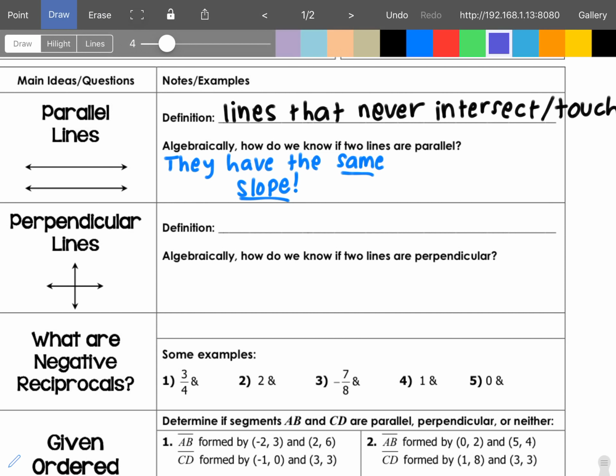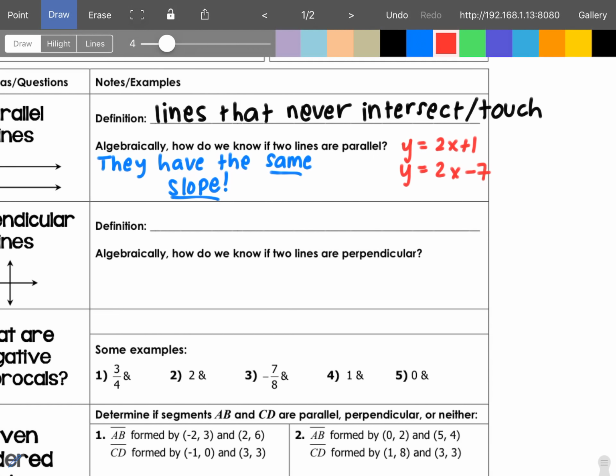So if that's your slope, let's look at two equations. You can write these down: y equals 2x plus 1, and y equals 2x minus 7. What do you notice is the same? The m, or the slope, is the same here, right? They're both 2. So these two lines are parallel because they have the same slope.